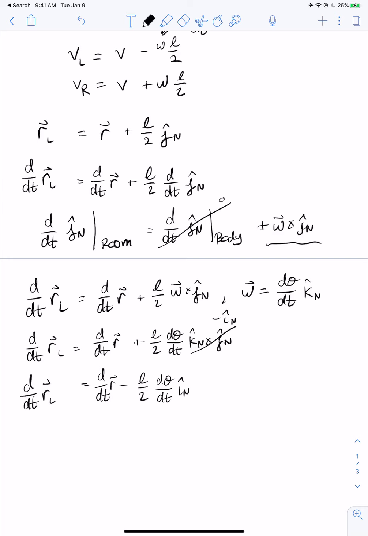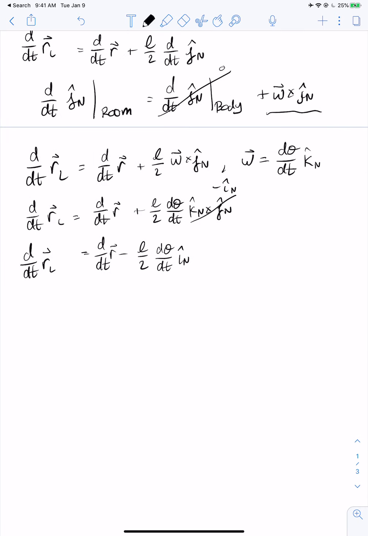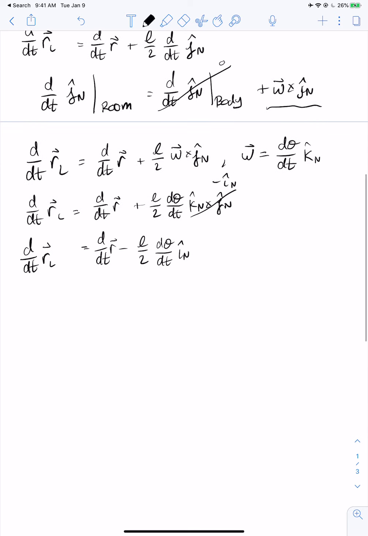Okay, so now we can start doing some cool things. We can start to say, all right, now what is the velocity or speed of the wheel oriented along the direction of the robot's heading? So what is the velocity along the i hat Nito direction? All right, so in order to do that, all I have to do is dot each side of this equation with i hat n. So I can say that i hat n dot d by dt of R_L is equal to i hat n dot d by dt of R minus, and I'm going to pull the scalars out in front just to make this a little more clear what's going on.